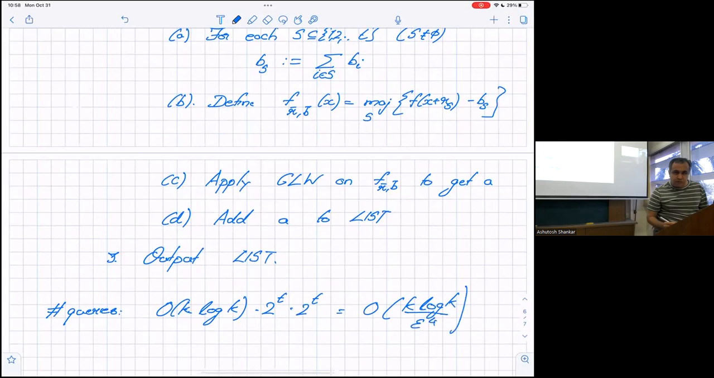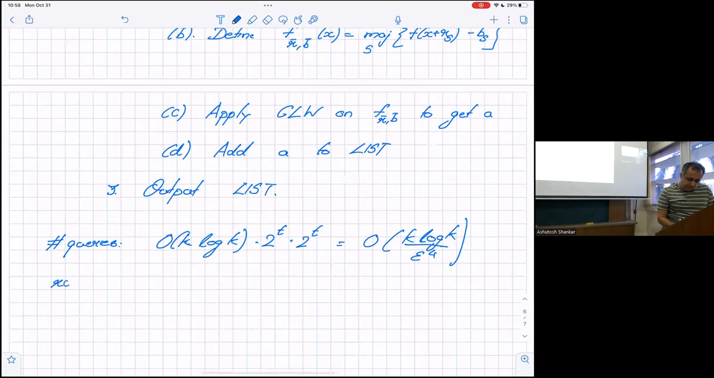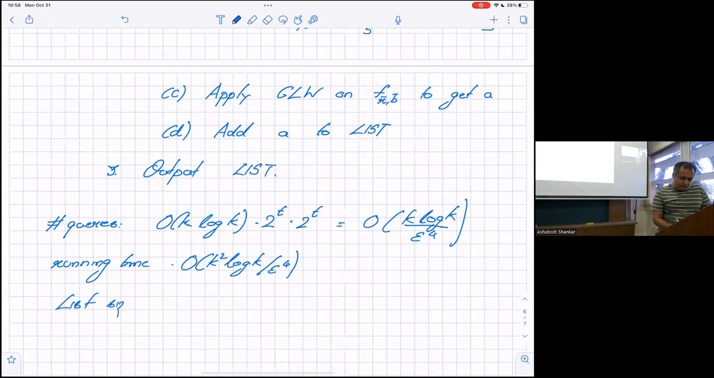What will be the running time? It will be almost the same thing, k square log k by epsilon power 4. The list size is 2 power t, which is order 1 over epsilon square. The list size will drop down.